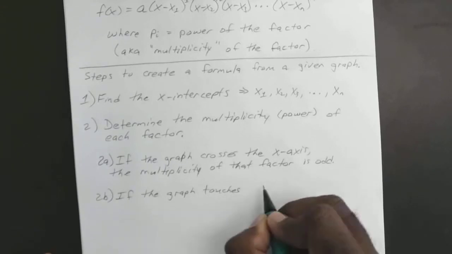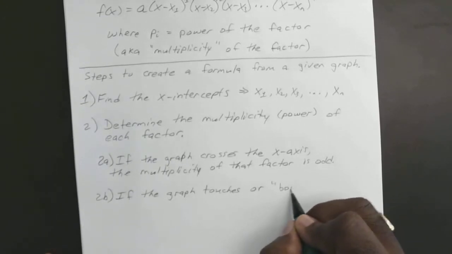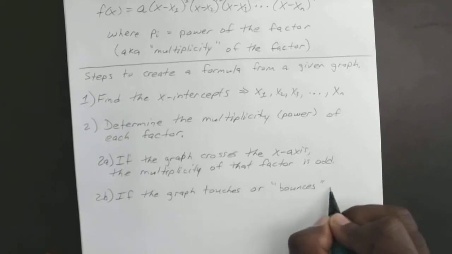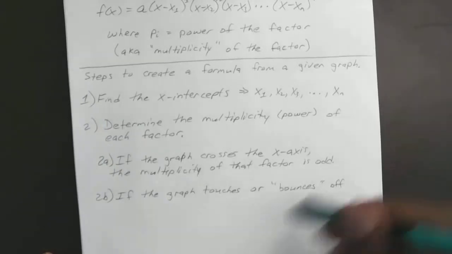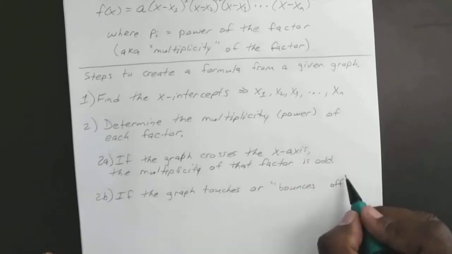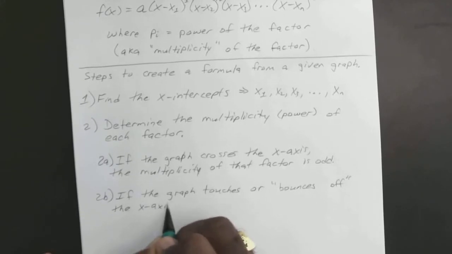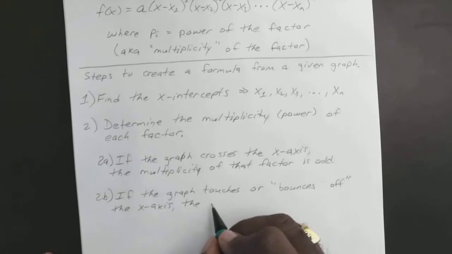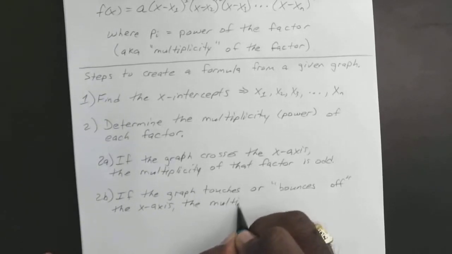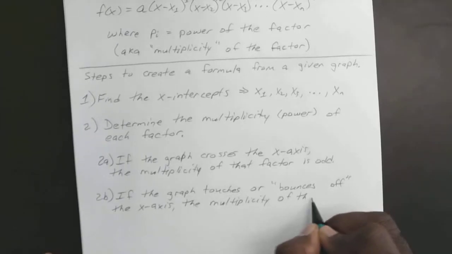So if the graph touches or bounces off, I can say bounces off is one term, the x-axis, the multiplicity of that factor is even.